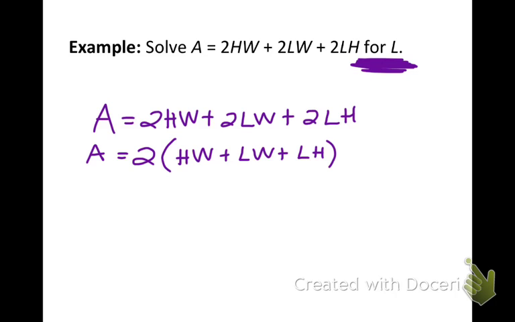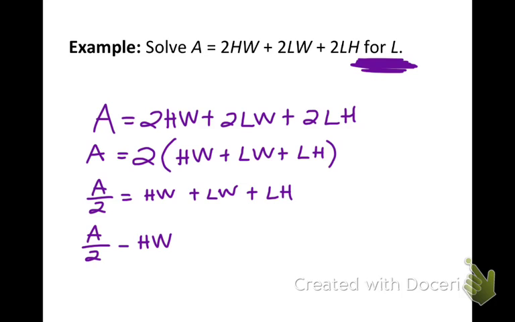So then what do we do next? Divide out the 2. So that gets me A over 2 is equal to HW plus LW plus LH. So again, remember we're solving for L. Out of these 3 terms, how many of them have an L there? 2 of them. So let's move the third one that doesn't over to the left, which would be the HW by doing what operation? Subtracting. Good. So A divided by 2 minus HW is equal to LW plus LH. Now what can I factor out?